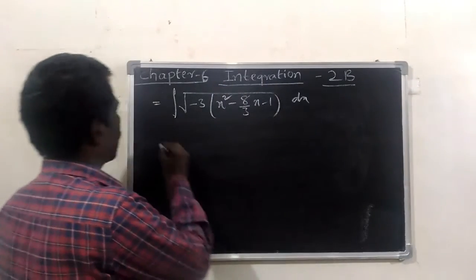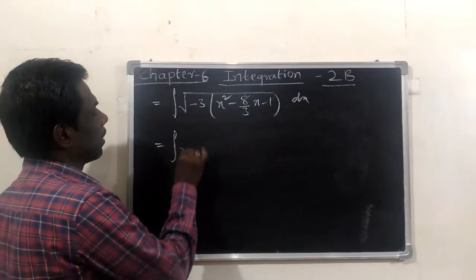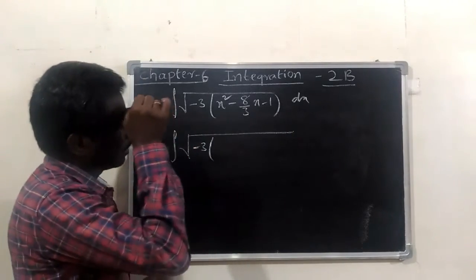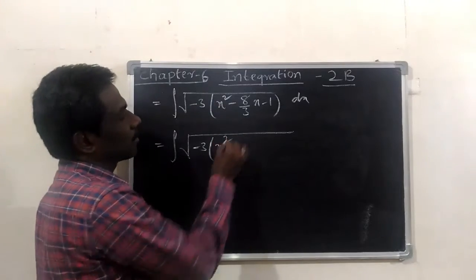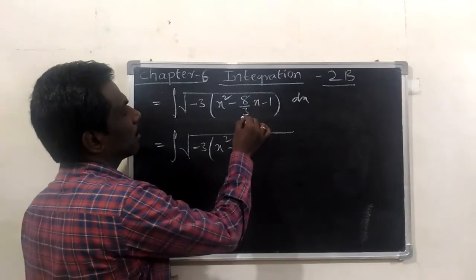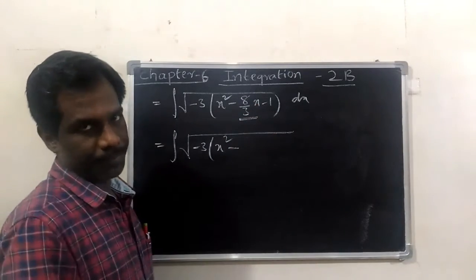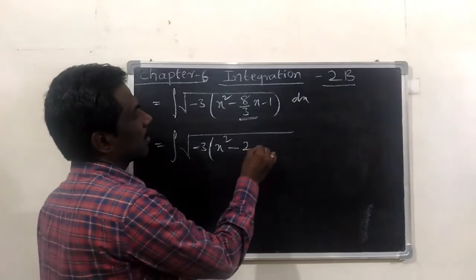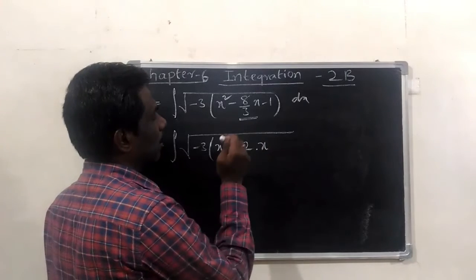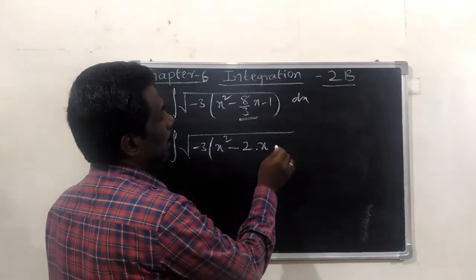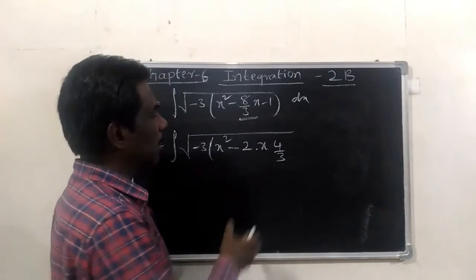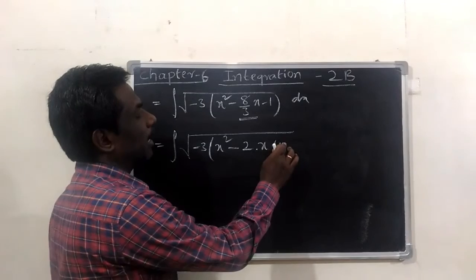Yes. Now write is equals to integral under root of minus 3 into, write this first x square term as it is, and minus, now this 8 by 3x split as 2ab. So write 2 as it is. A is what? X, and write here b. So b is what? We can write 4 by 3. B as 4 by 3. If we simplify it, 2 4s are 8 by 3x.